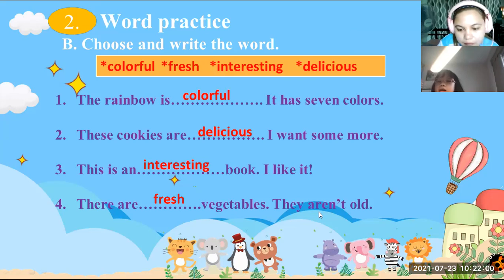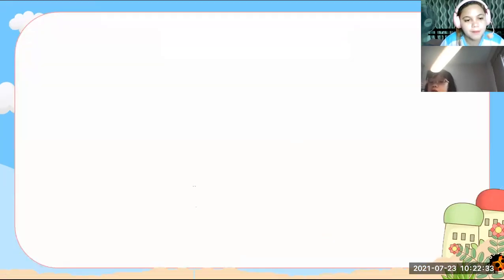The rainbow is colorful. No. This one, they are fresh vegetable, they and all. They aren't old. It's not are. It's aren't. Can you say aren't? This is an interesting book. I like it. Okay. So you got a perfect score there and 4 points.